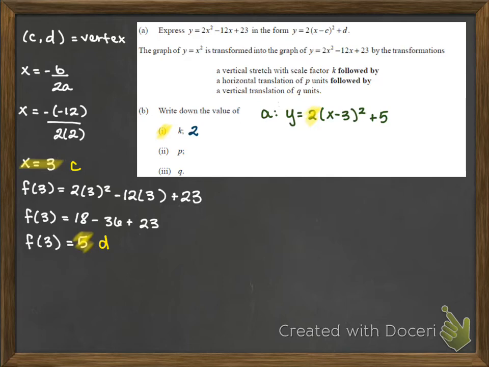P is a horizontal translation. That translation is inside the parentheses, and this one is 3. Remember, inside the parentheses, you use the opposite value. And then Q is a vertical translation, so Q will be 5.